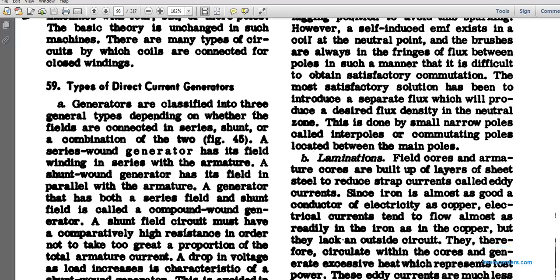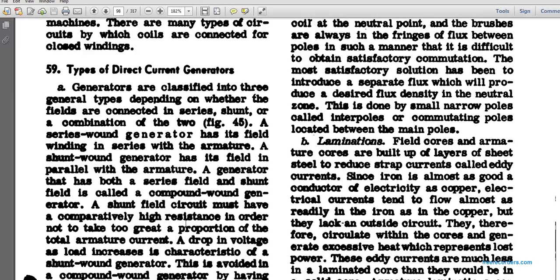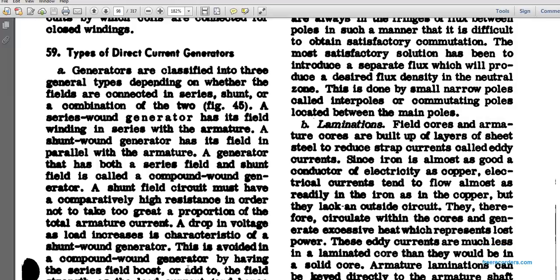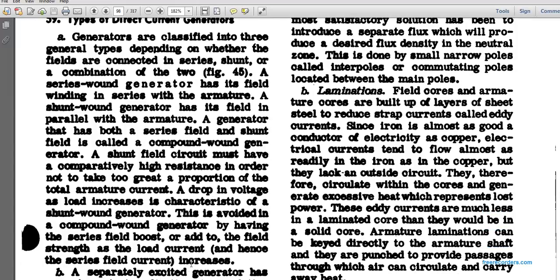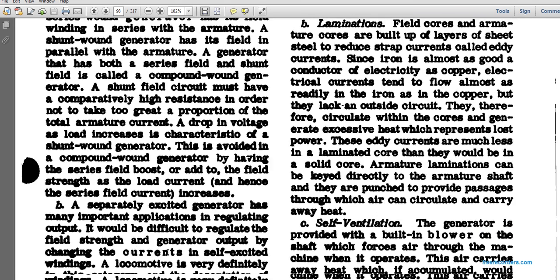In a shunt field, the circuit must have a comparatively high resistance in order not to make it a greater portion of the total armature current. The voltage drops as the loading increases, which is characteristic of a shunt wound generator. This is offset in the compound wound generator, having a series field boosted and added to the field strength as the load current, and hence the series field current, increases.